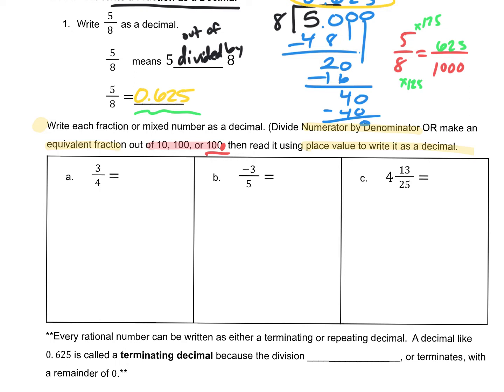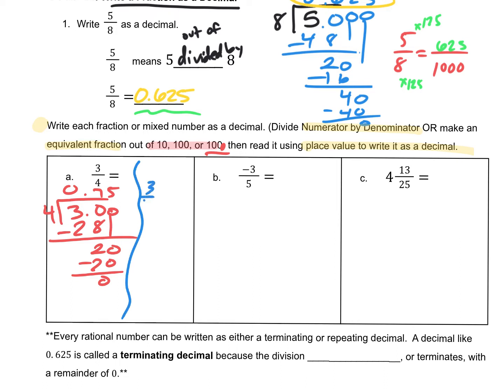So 3/4. I can do 3 divided by 4, and 4 goes into 30 7 times, 7 times 4 is 28, 2 left over. 4 goes into 20 5 times, none left over. So this is the same as 75 hundredths. I know a second way too. I'm not always going to show you both ways. You decide what works for you. If I make this out of 100, because 4 is a factor of 100, I just have to multiply by 25 to make an equivalent fraction, which would give me 75 over 100, or 75 hundredths, reading in your place value.